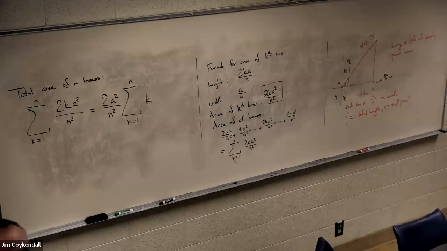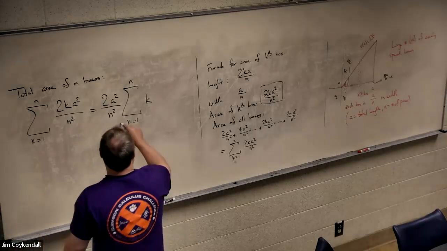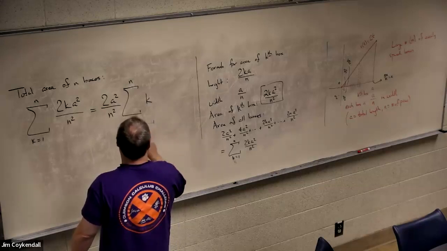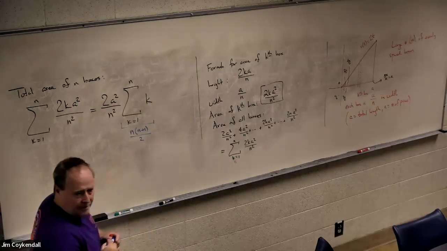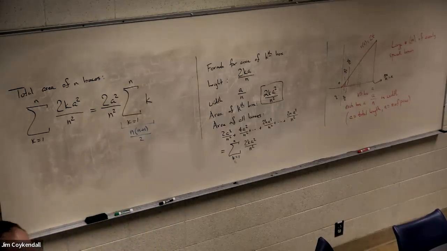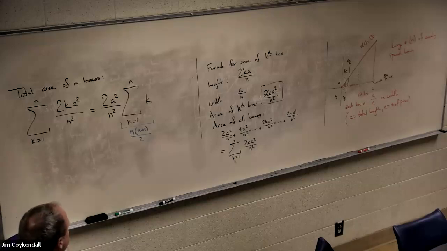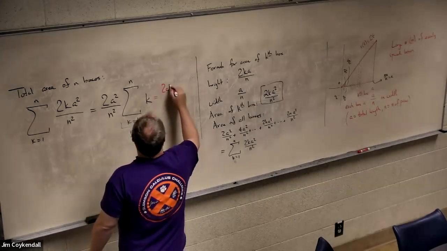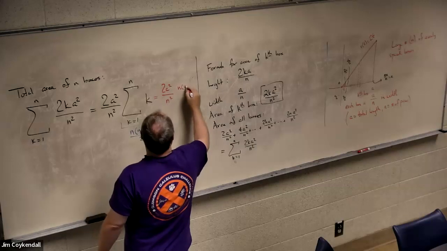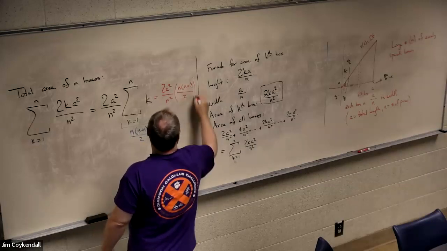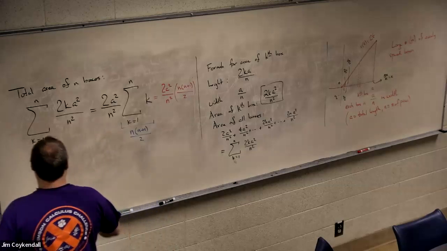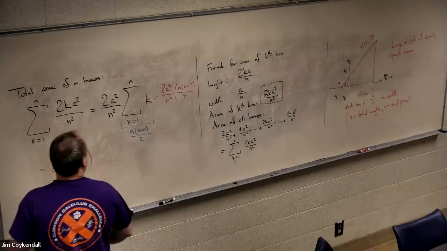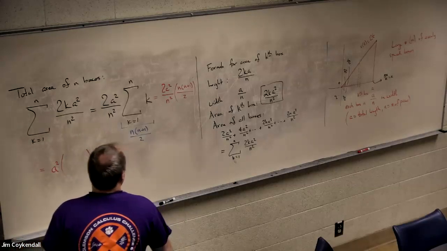But we have an earlier formula about what this is. This is n times n plus 1 over 2. You all remember that formula. And so this is 2a squared over n squared times n times n plus 1 over 2. And I can cancel those two, I can cancel one n. I get a squared times n plus 1 over n.